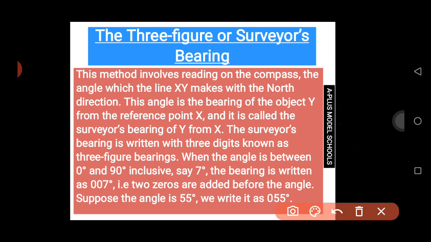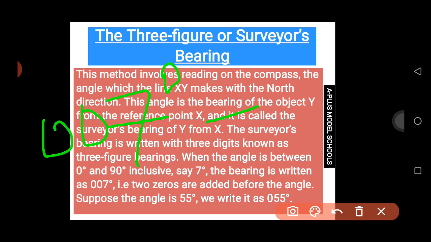Three figure bearing is written with a 3-digit number. Assuming I calculated an angle and my angle is 7 degrees, I will not write 7 degrees. I will now make it 3 digits, which will be 007 degrees. Don't forget, if I write 007 degrees, that is still the same thing as a 3-digit bearing, which is still the same thing as 7. 7 and 007 are still the same thing. They are still the same.